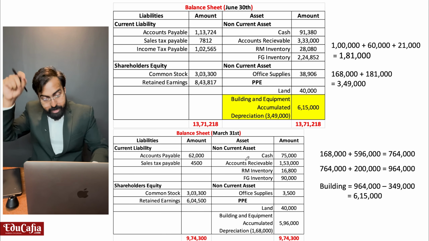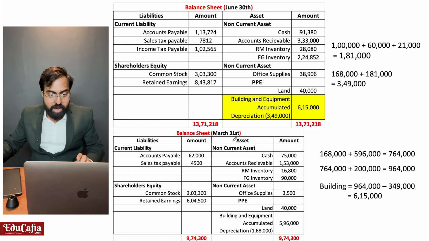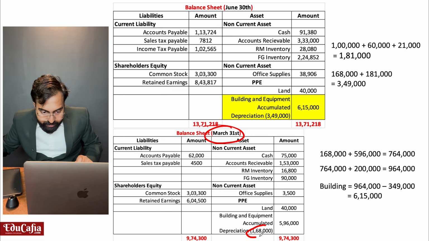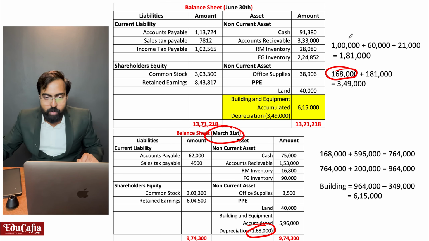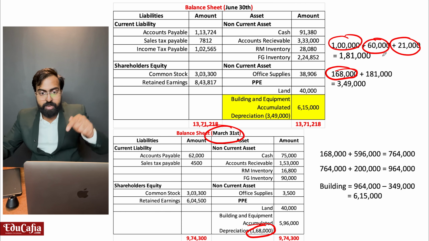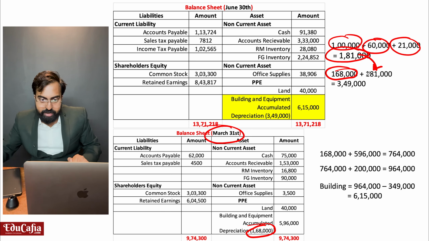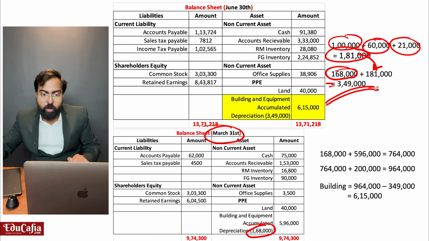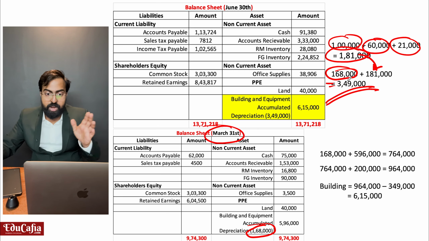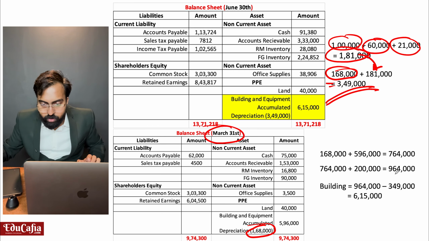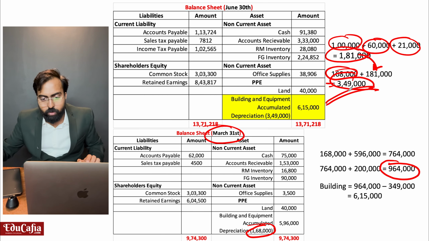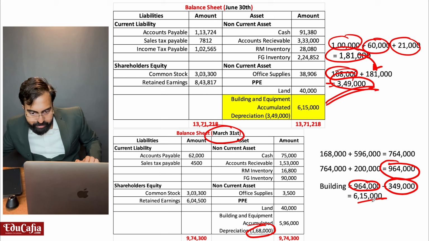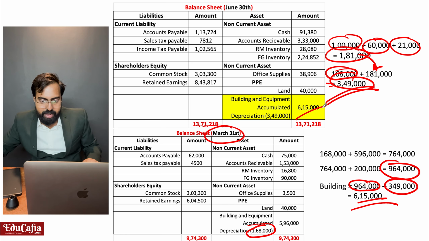In the previous period, on March 31st, there is a depreciation of 1,68,000. So that 1,68,000 plus 1,81,000 for this period is equal to total depreciation, including previous depreciation, 3,49,000. So we found this is the value of the building, total. This is the depreciation. So from that building value, we will deduct the depreciation. We will get 6,15,000. That is 6,15,000.